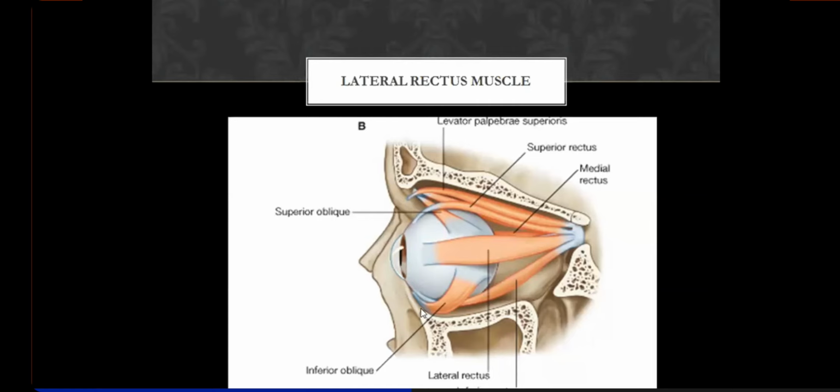Inferior oblique: if you pull this muscle, what will happen? The eyeball will be rotated laterally, and the same goes for superior oblique. If you contract this muscle, the eyeball will be rotated along the vertical axis medially, that is intorsion, right? And if you contract this muscle, the eyeball will be rotated outwards, like clockwise, and the inferior oblique will cause this movement of extortion, right?